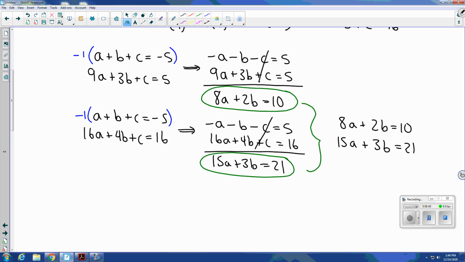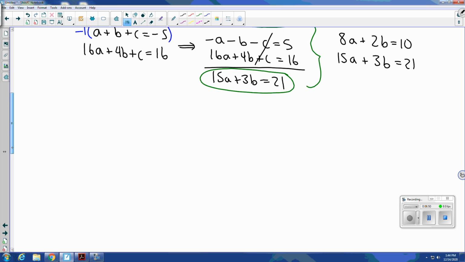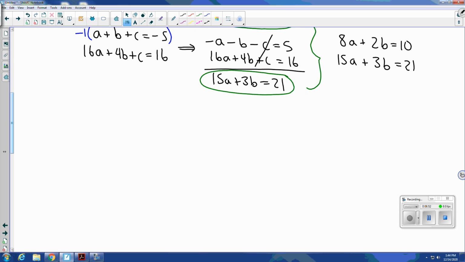I can solve this system of two equations and two unknowns for either A or B by eliminating the other. So it is your choice at this point if you want to eliminate A or B. Let's say we want to eliminate B to solve for A. Again, we need the same constant coefficient in different signs. So I want to avoid multiplying by fractions.